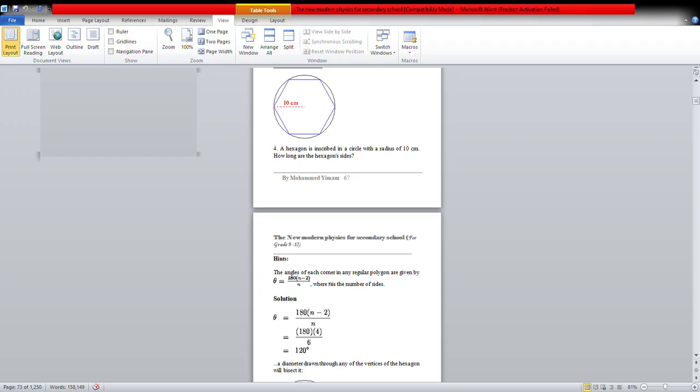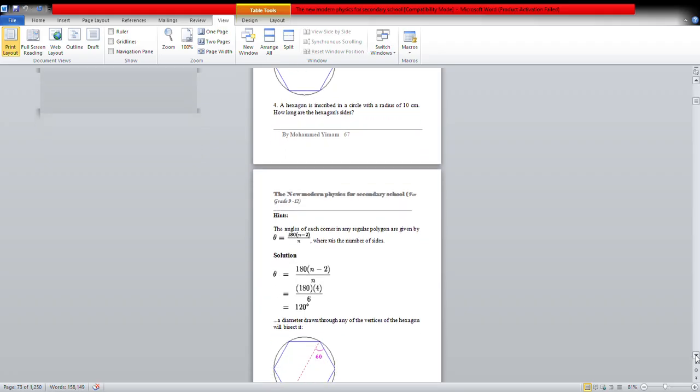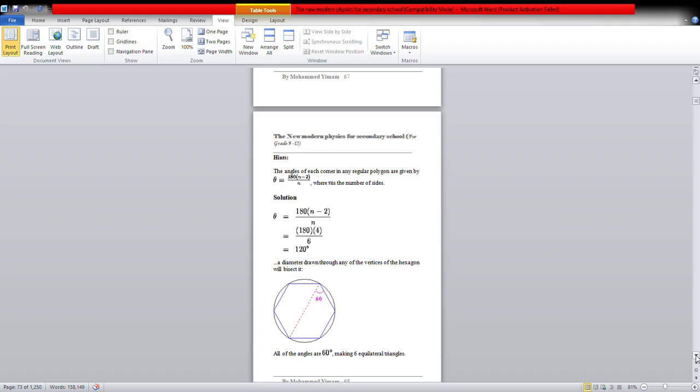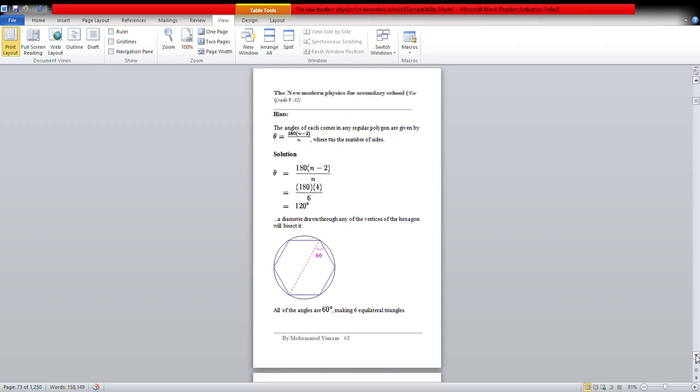Hint: the angle of each corner in any regular polygon is given by theta equals 180 times (n minus 2) over n, where n is the number of sides. Solution: theta is equal to 180 times (n minus 2) divided by n, which is equal to 180 times 4 divided by 6, which is equal to 120 degrees. A diameter drawn through any of these vertices of the hexagon will bisect it.